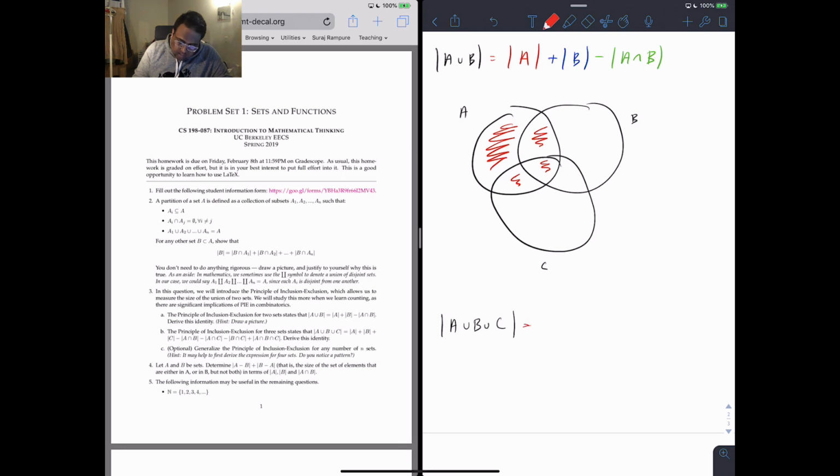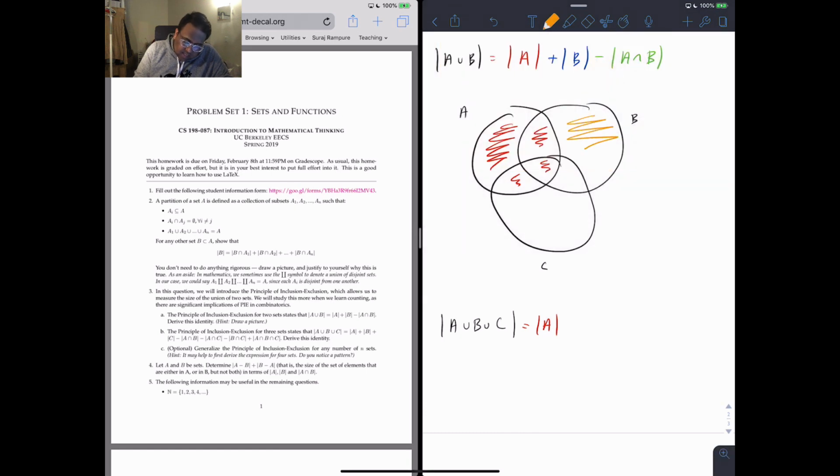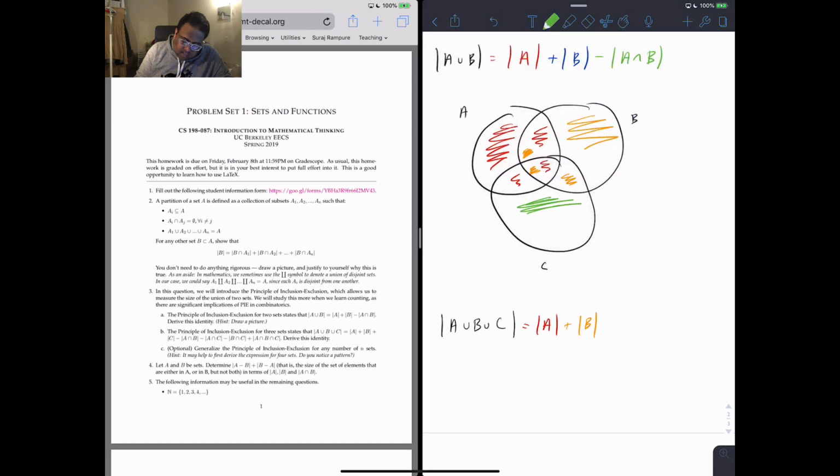So we have the cardinality of A. Then I'll go and add the cardinality of B. So I'll have this region, this region, this region, and this region. It's the cardinality of B. And then why don't we make C green? So I count the cardinality of C, then all of these regions will get some green in them. And what do we notice?